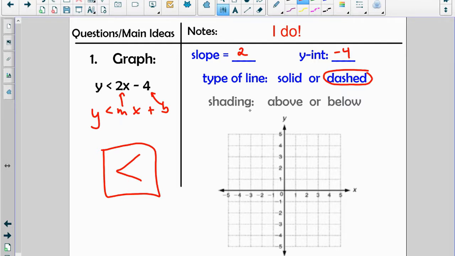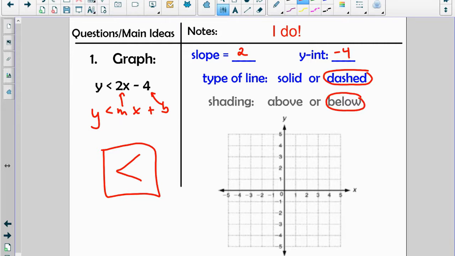And now for the shading, if we have a less than symbol, less than typically means that the y values have to be smaller than anything that's on the boundary line. And if you think about the y-axis, where are the numbers that are smaller? They're going to be as you go down, lower. So because of the less than symbol, we're going to shade below the boundary line.